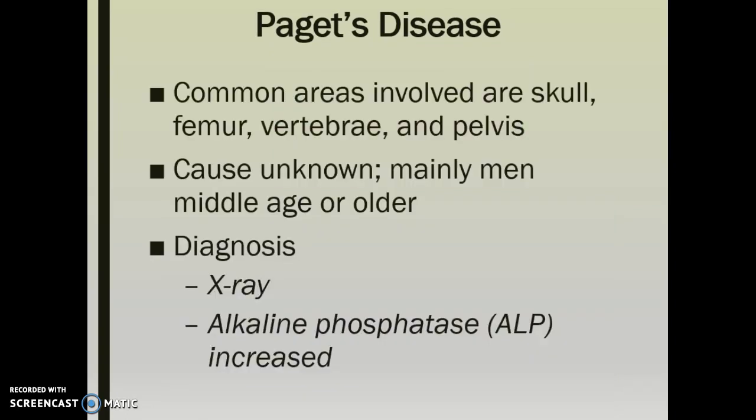Paget's disease is almost always seen in the skull, the femur, the vertebrae, and the pelvis, those big flat bones. They don't even know what causes it. They don't have a genetic link for it. Usually it affects men, and usually in middle age. It's diagnosed with X-ray, and obviously you can start to see changes in the patient's shape. And the only lab value they see is that alkaline phosphatase is increased in this syndrome.